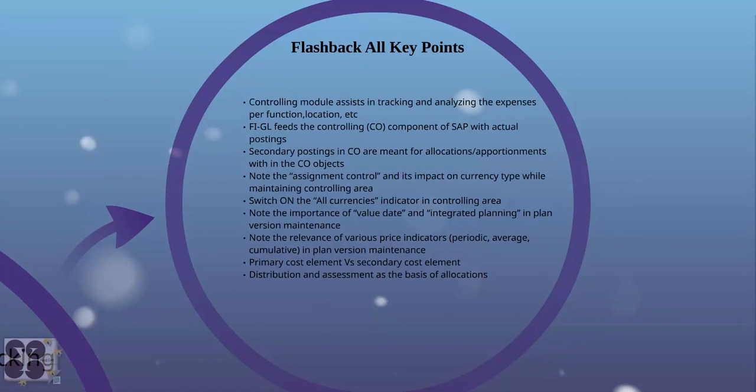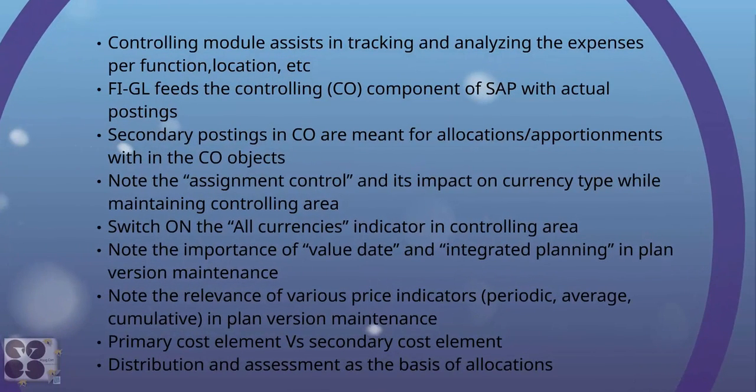Flashback, all key points. If you see here, the controlling module assists in tracking and analyzing expenses per functional location. FI GL feeds the controlling component of SAP with actual postings. Secondary postings and costs are meant for allocation with the CO objects. The assignment control and its impact on currency type while maintaining the controlling area. Switch on the all currency indicator in the controlling area. Note the importance of value date and integrated planning in the plan version maintenance. Note the relevance of various price indicators, periodic, average, cumulative in plan version maintenance.